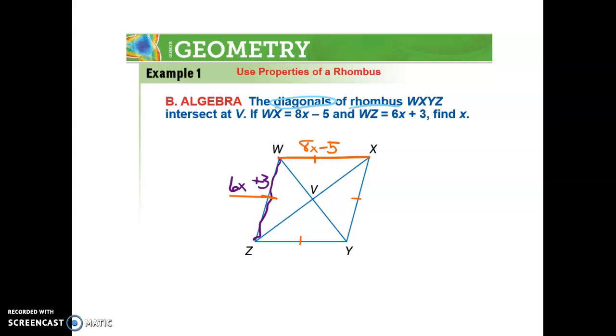So we're going to go 6x plus 3 equals 8x minus 5. We're going to go ahead and subtract 6x from both sides, canceling that out.